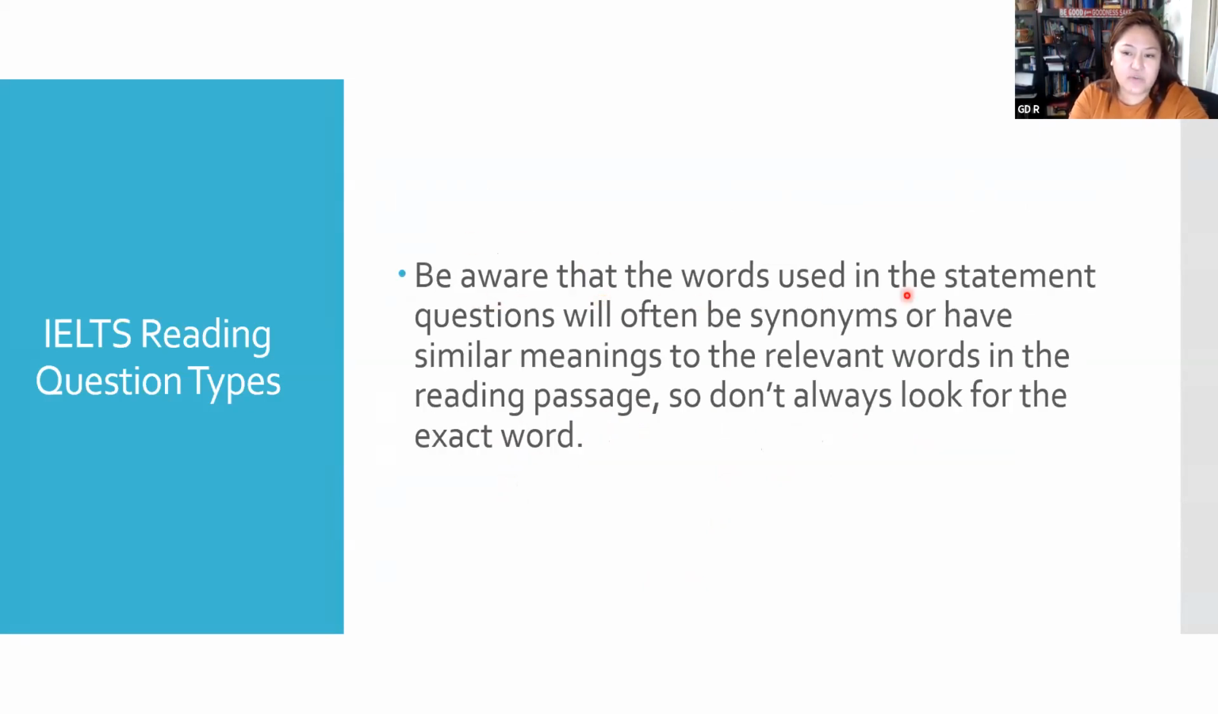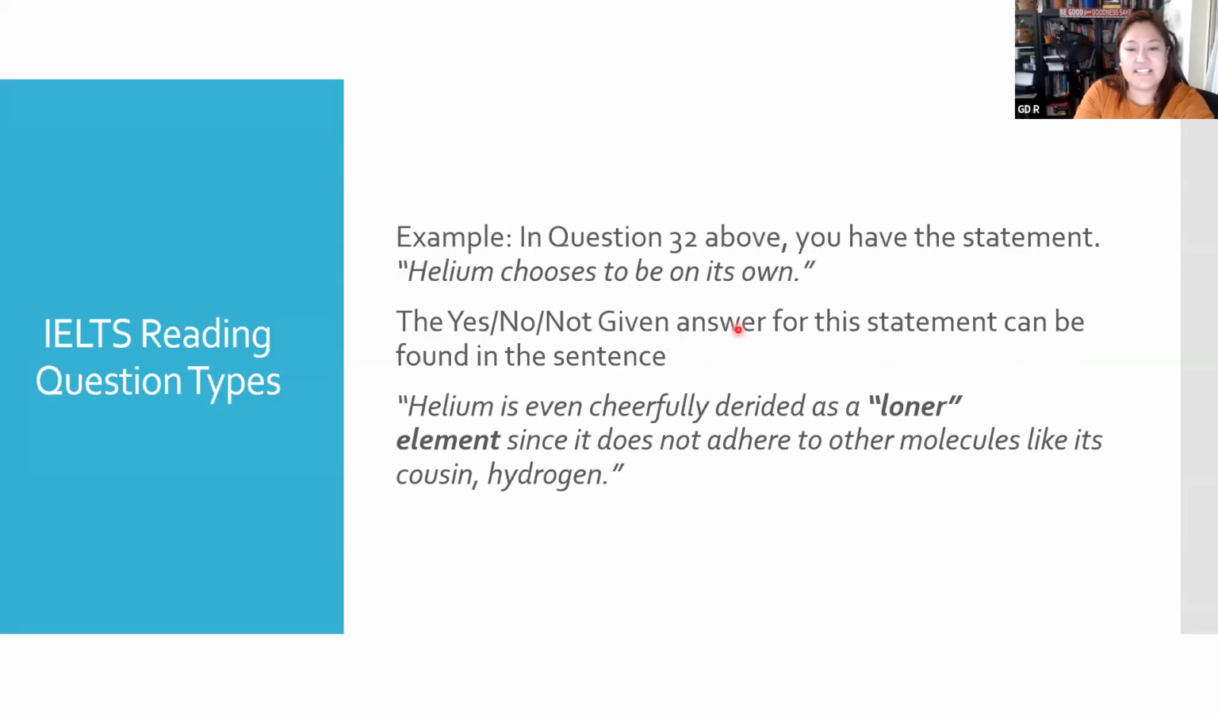Again, be aware that the words used in the statement questions will often be synonymous. It's the same trick like I mentioned earlier, or they will have similar meanings. So when you read the passage, after you read the statement of fact, and when you go back to the passage, don't look for the exact words, class, always. So for example, the statement says helium chooses to be on its own. This is the question statement. In the passage, it's already given here, helium is even cheerfully derided as a loner element since it does not adhere to other molecules like its cousin hydrogen.